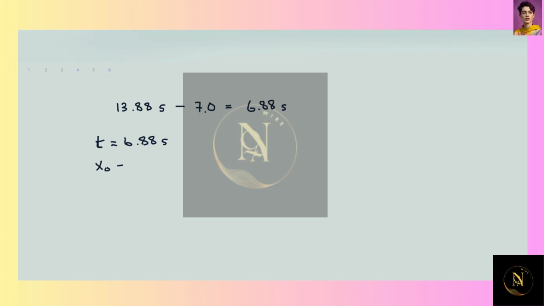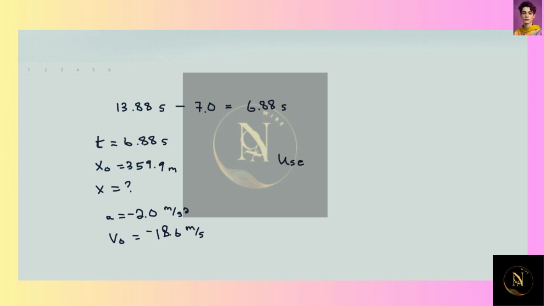Our x naught is 359.9 meters. Our x is our unknown. This is the height where he activates the parachute. Our acceleration is now -2. Negative because it's still downward. And our v naught was calculated just in the previous part as negative 18.6 meters per second. Negative because we're moving down.